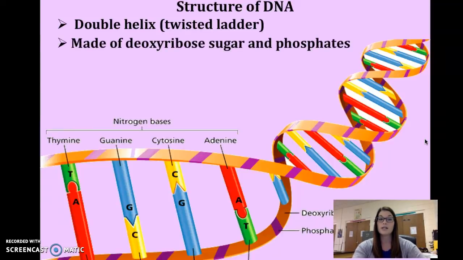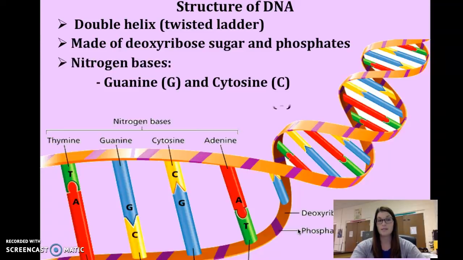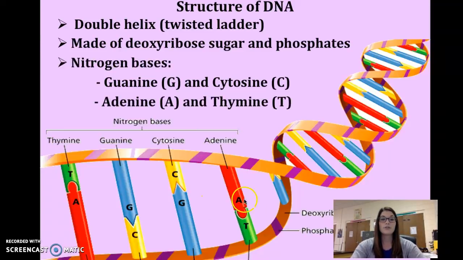DNA is made up of deoxyribose sugar and also phosphates. And it has some nitrogen bases. So those nitrogen bases, because the basis of all life is actually chemistry, it's coming back to you again. These nitrogen bases have some fancy names, and it helps the DNA line up correctly in your cells. So the 4 nitrogen bases are guanine, cytosine, adenine, and thymine.